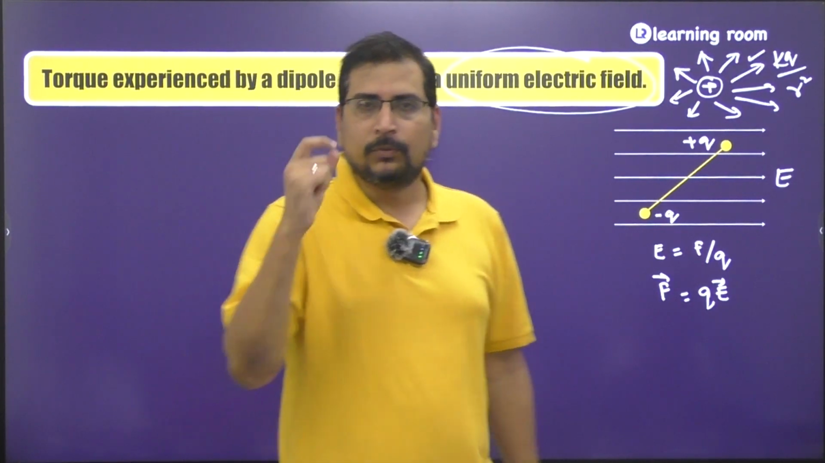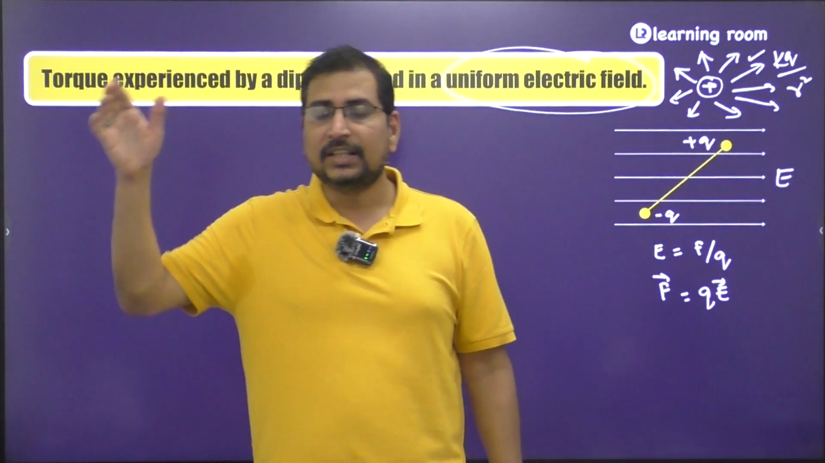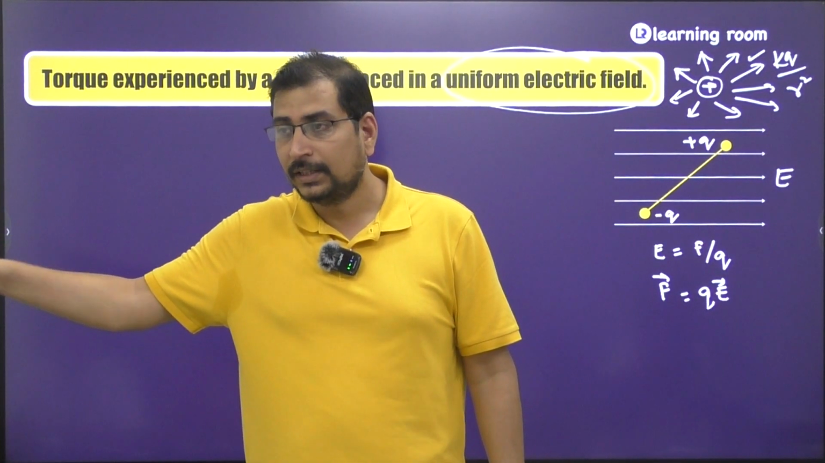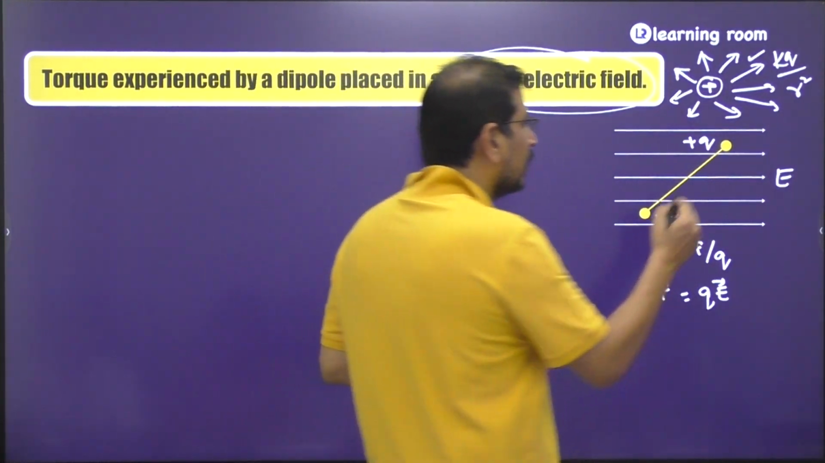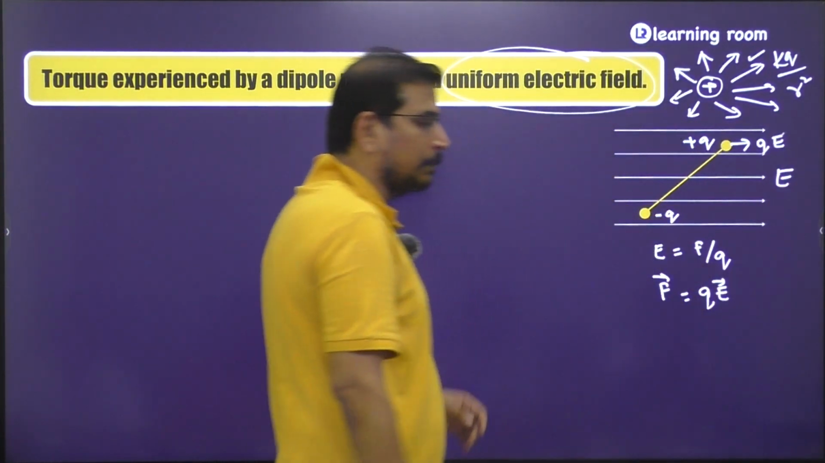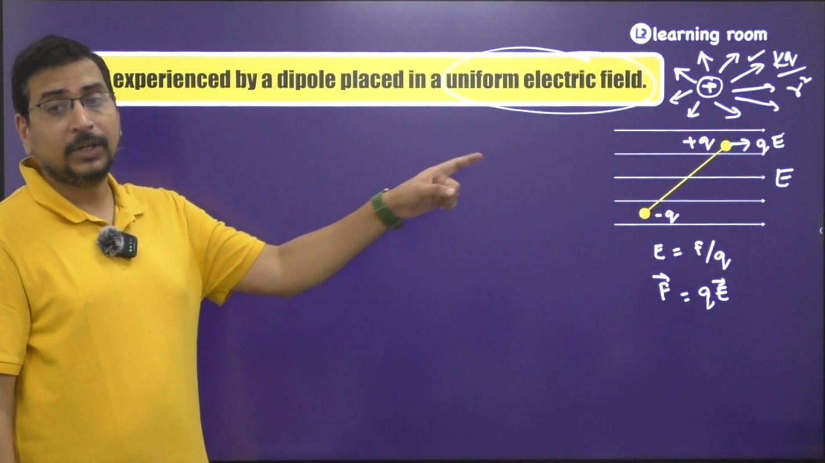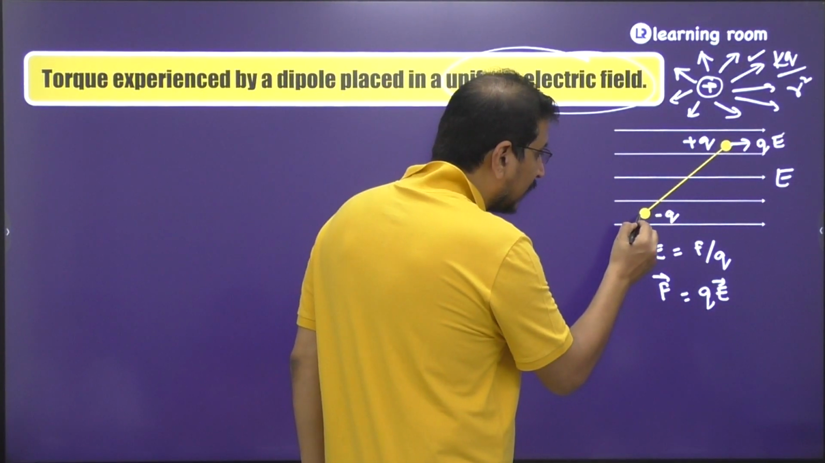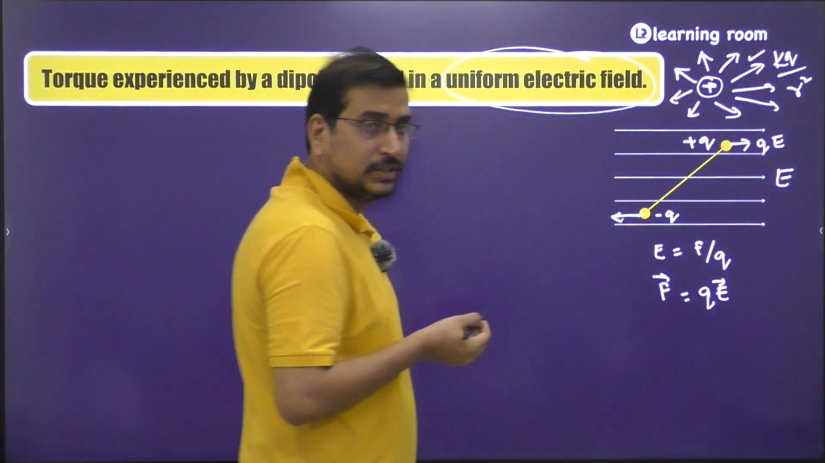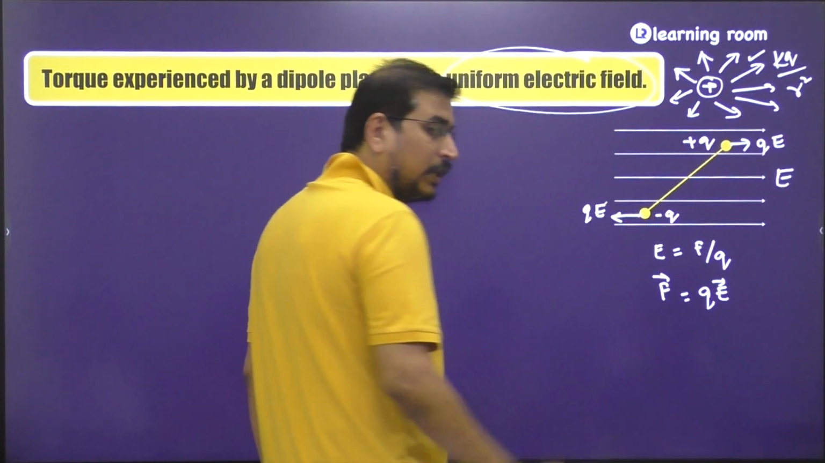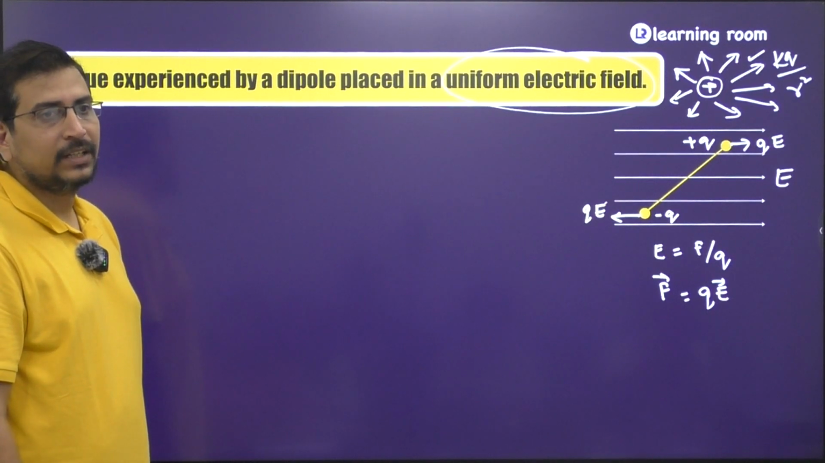Going forward, wherever you place a positive charge in the presence of an electric field, the force will be experienced in the direction of the electric field itself. This charge will experience a force in this direction of magnitude qE. I wrote magnitude because the arrow mark is drawn. Similarly, the negative charge would experience a force in this direction, of magnitude qE. Am I clear with this?